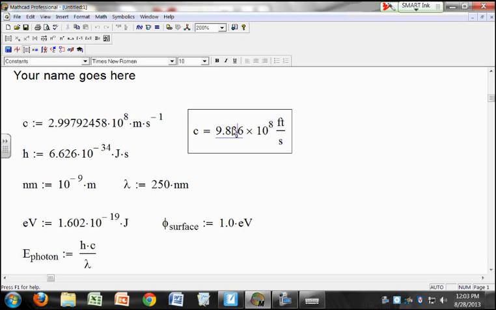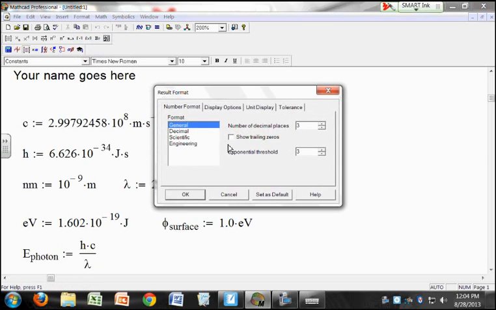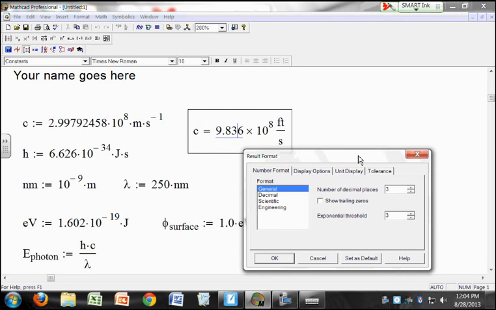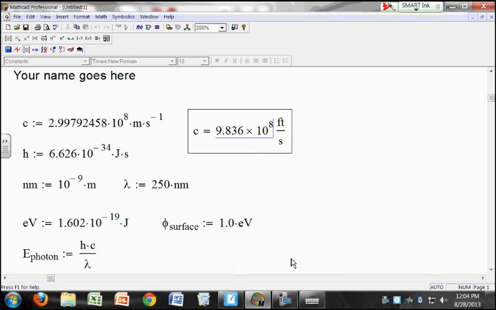Now you can format the way Mathcad displays the numbers by clicking on Format over here, Result, and then say the number of decimal places you want, and if you want to show trailing zeros. Generally you probably should check this Show Trailing Zeros so that it shows the actual decimal places.